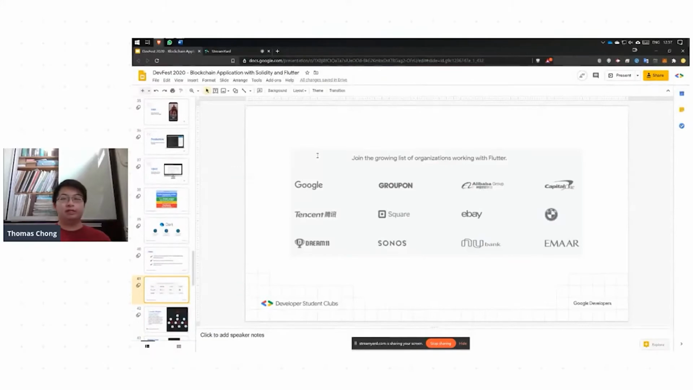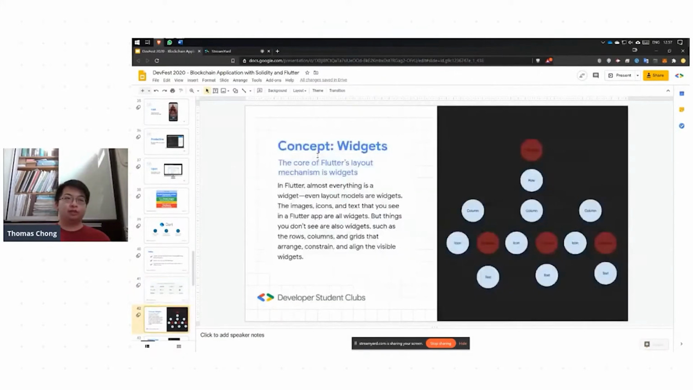And we can also see that there are lots more companies trying to use Flutter for their applications. Talking about the most important concept of Flutter, it is the widgets. Everything in Flutter is a widget. Even layout modules are also widgets. For example, images, icons, and text that you can see are also widgets.